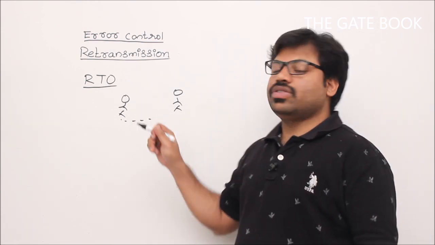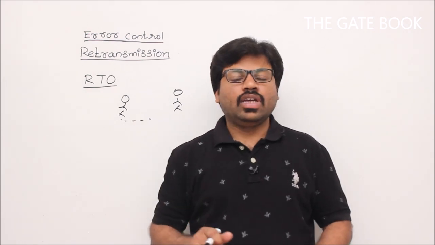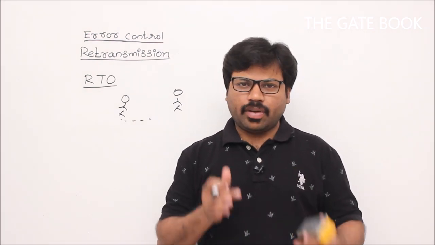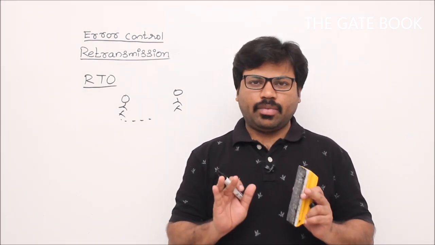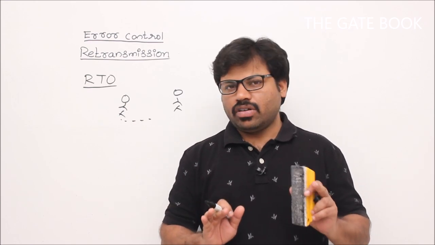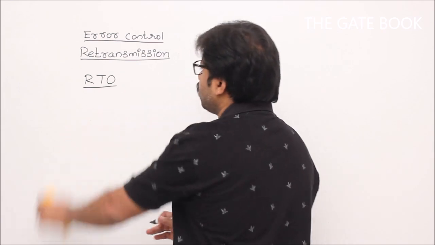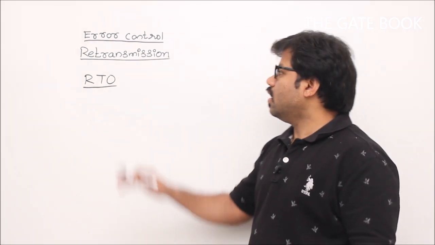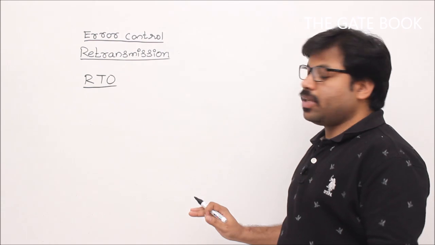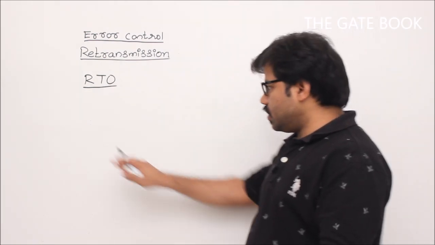For that he is going to use a timer. If he doesn't get any acknowledgement for a packet, then he will maintain a timer. Once the timer times out, he will send the packet again. Further, TCP is also going to use that concept, which is also known as retransmission. How TCP is going to do the retransmission, we'll see generally.